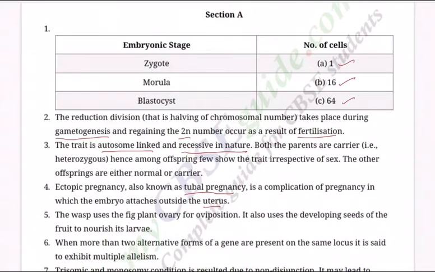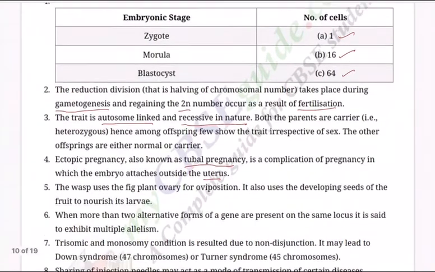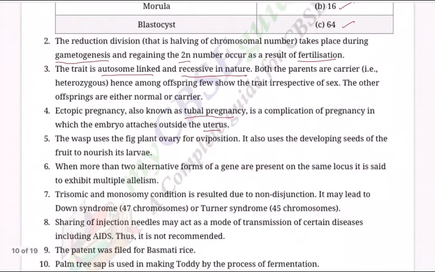Question number 5. Pollinating species of wasps show mutualism with specific fig plants. Mention the benefits the female wasps derive from the fig trees from such an interaction. The answer. The wasp uses the fig plant ovary for oviposition, deposition of the ova. It also uses the developing seeds of the fruit to nourish its larvae. So there is a double benefit for the wasps.